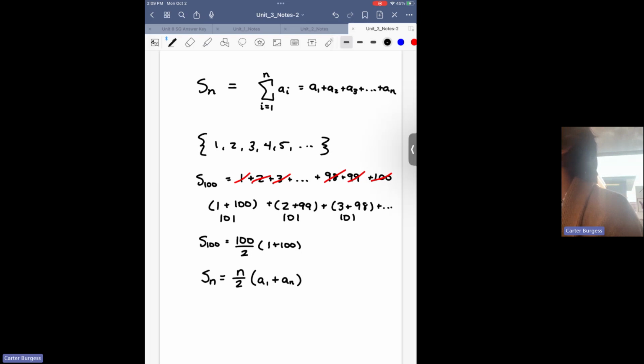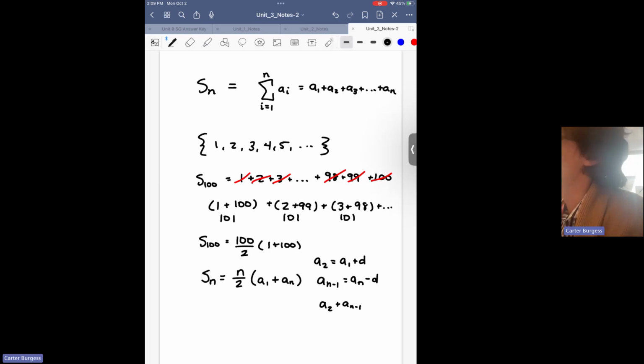The observation that you would need in order to confirm this for yourself is that a sub 2 is the same as a sub 1 plus the common difference, and that a sub n minus 1 is the same as a sub n minus the common difference. So notice that a sub 2 plus a sub n minus 1, the second term and the second to last term, do in fact add up to be the sum of my first and last terms. And so we get this exact thing.